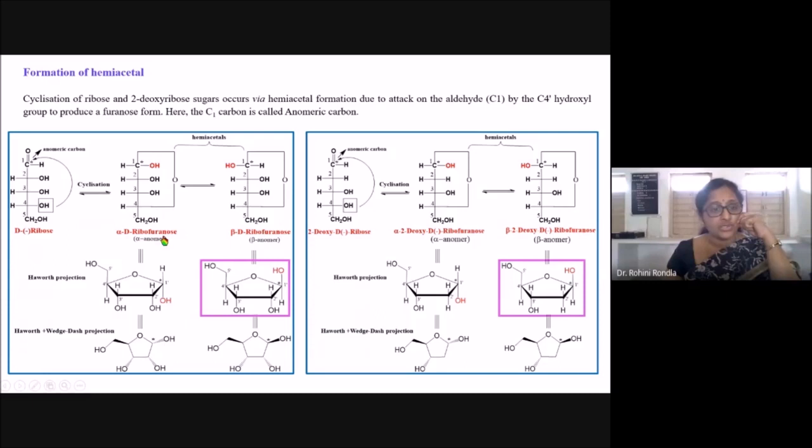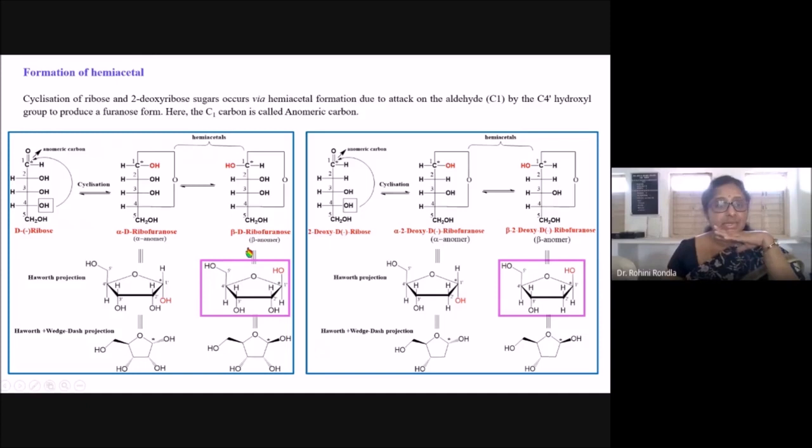Why are we calling it furanose? Because of the 5-membered ring. If it is a 6-membered ring, you call it pyranose. And in the 5-membered ring, see 1, 2, 3, 4 and including oxygen 5. So these are 5-membered ring structures. That is why the name is furanose. So if the OH group is on the right side, it is alpha D ribofuranose. If the OH group is on the left side, the name is beta D ribofuranose. This is the alpha anomer and this is the beta anomer.